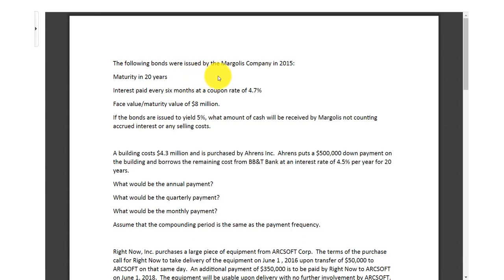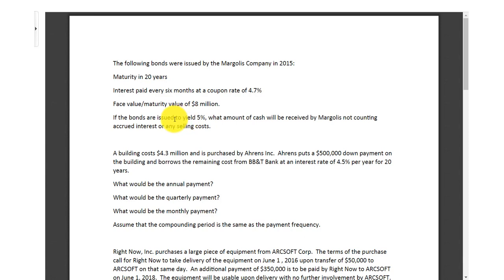The following bonds were issued by Margolis Company. If you issue bonds, that means you're borrowing money. They're going to have to be paid back entirely in 20 years. That's maturity. Interest is paid at the coupon rate. That's the actual amount of cash that's going to transfer from Margolis Company to whoever loaned them the money, whoever bought the bonds. The maturity value, they're going to have to pay off $8 million at the end, and the market rate or the yield to maturity rate, or the amount that is issued to yield, is 5%.